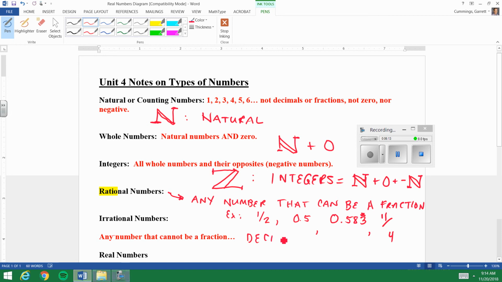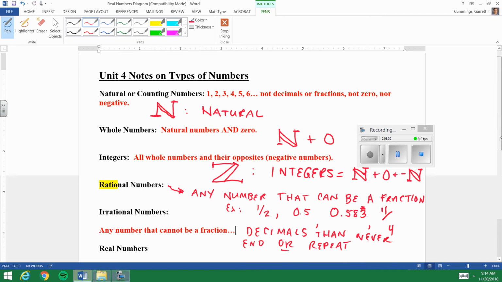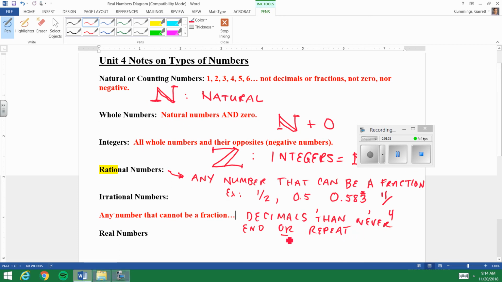Decimals that never end or repeat. Like, I think there's one on the border of our bulletin board. There is a very famous irrational number like pi. Pi is 3.14159, dot, dot, dot. It keeps on going forever and never repeats itself anywhere, nor does it ever stop.